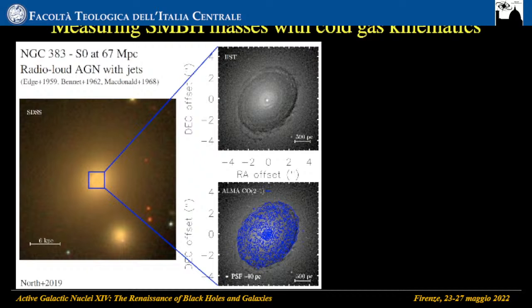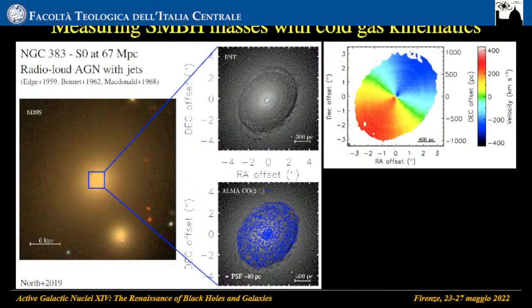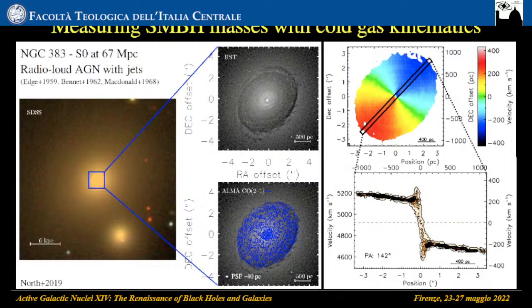And remarkably, when we look at the kinematics, it's extremely regular, very regular rotation. And in the central parts, you can see this very strong velocity gradient, which is the dynamical signature of the black hole. The best way to look at this, actually, is to take a PV diagram, position velocity diagram, where the x-axis is the distance along the slit, and the y-axis is the line of sight velocity. So you can see that there are two nice and symmetric peaks, and then a decline. This is the Keplerian motion of gas orbiting around the black hole.